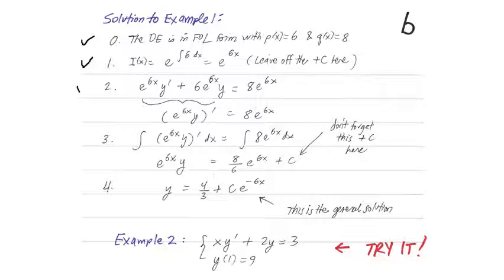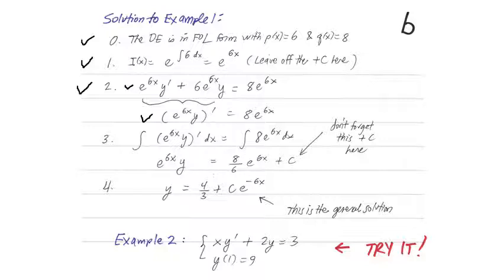Then we take our integrating factor and multiply both sides of the original differential equation by the integrating factor, which is what we see happening here in step 2. Notice that the expression on the left-hand side is indeed the derivative of a product. If you were to use the product rule for derivatives on this expression, you would get what we have right here. So that looks good. We're in good shape.